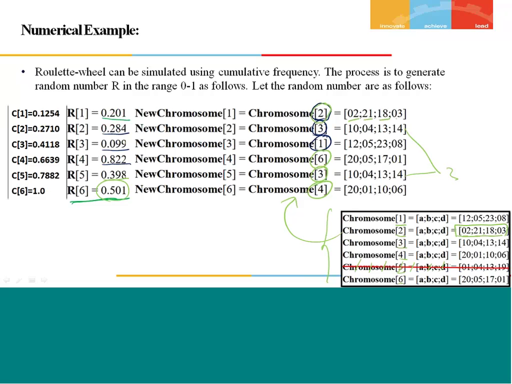22118.3. Right? When I say I generated chromosome 3 according to my distribution, this is 10, 4, 13, 14. Right? Do you understand this?